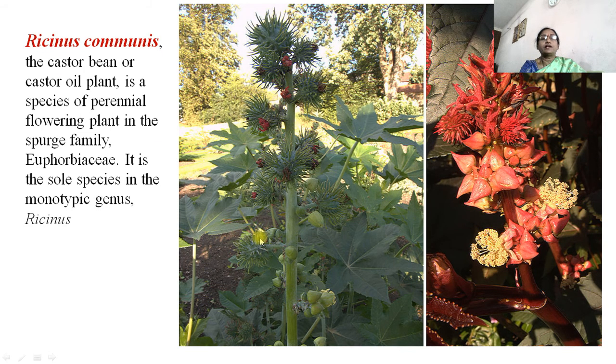Then Ricinus communis, the castor bean or castor plant. Oil can be extracted from the seeds of this castor, and castor oil is a very well-known medicine, and this is a medicinal plant, as well as the oil can be used as a lubricant, and that's why this is an oil yielding plant.